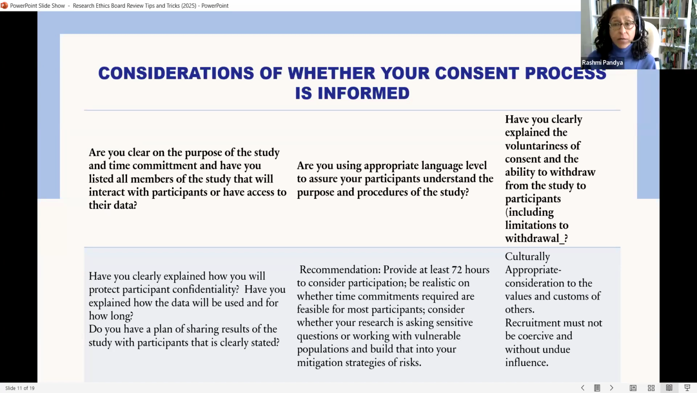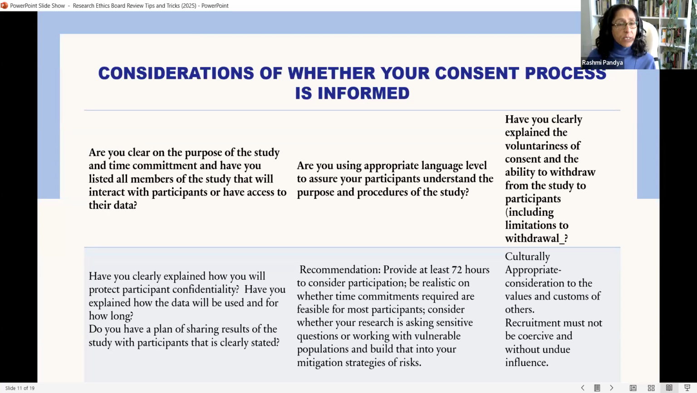Have you clearly explained the voluntariness of consent and the ability to withdraw from the study to participants? And this can include things like the limitations on withdrawal. So, in focus groups, it can be difficult to withdraw. If you have an anonymous survey, it's impossible to withdraw people because you don't know who filled in the survey, if you're not collecting any identifiers with the survey. Make sure you account for all of that in the application.